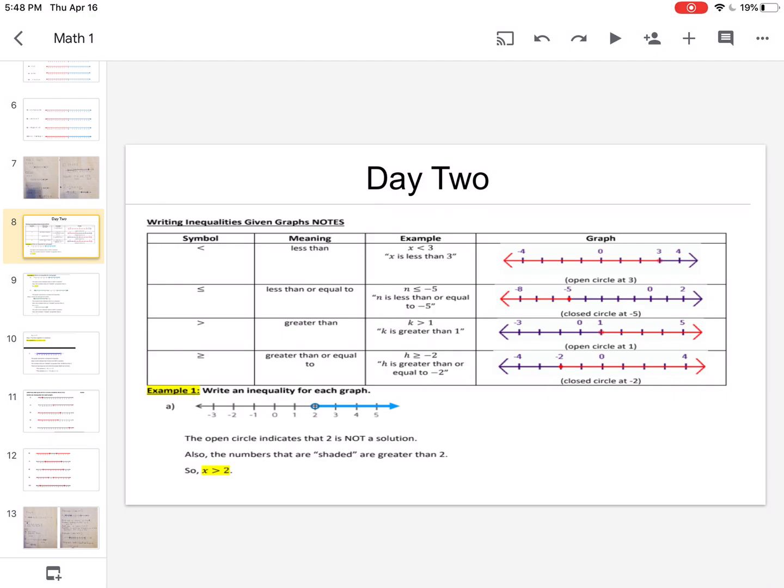So we have writing inequalities given graphs notes. This was pretty much the same thing as we had yesterday. You can look at the symbols and see what their meaning is, and then there's an example. Also pay attention: when there's a line underneath it, the circle is closed, and when there's no line, the circle is open. So you don't shade it in.